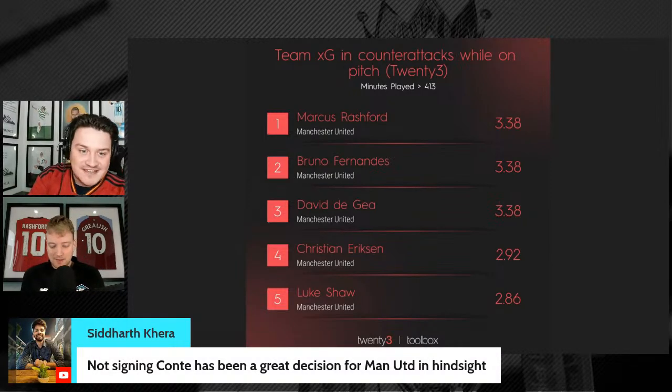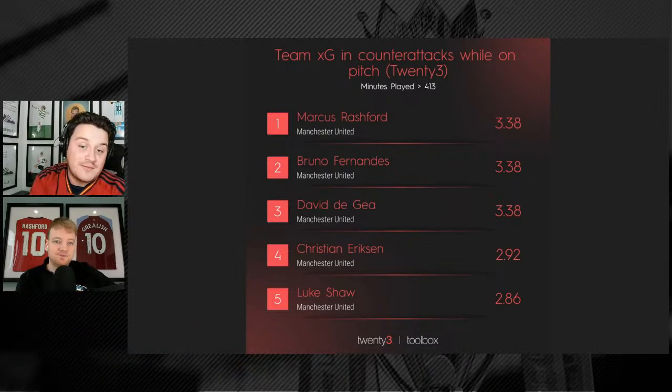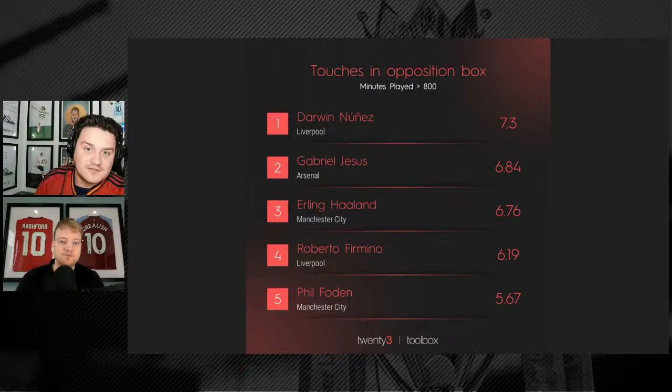And Sidith says, not signing Conte has been a great decision for Manchester United in hindsight. Absolutely. I think that's very clear at this point, despite the fact there were big calls for him to come in at that time. Let's move to our final slide, which is touches in the opposition box, which did bring a smile to my face and is the reason that Darwin is on the cover tile of this video.